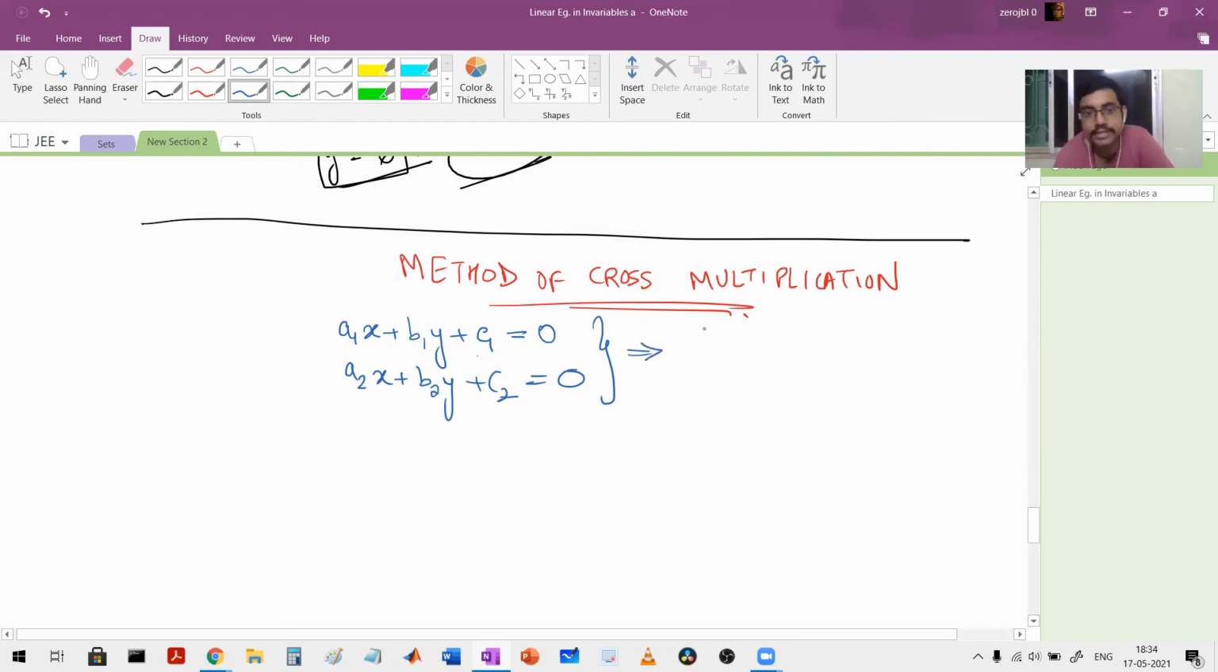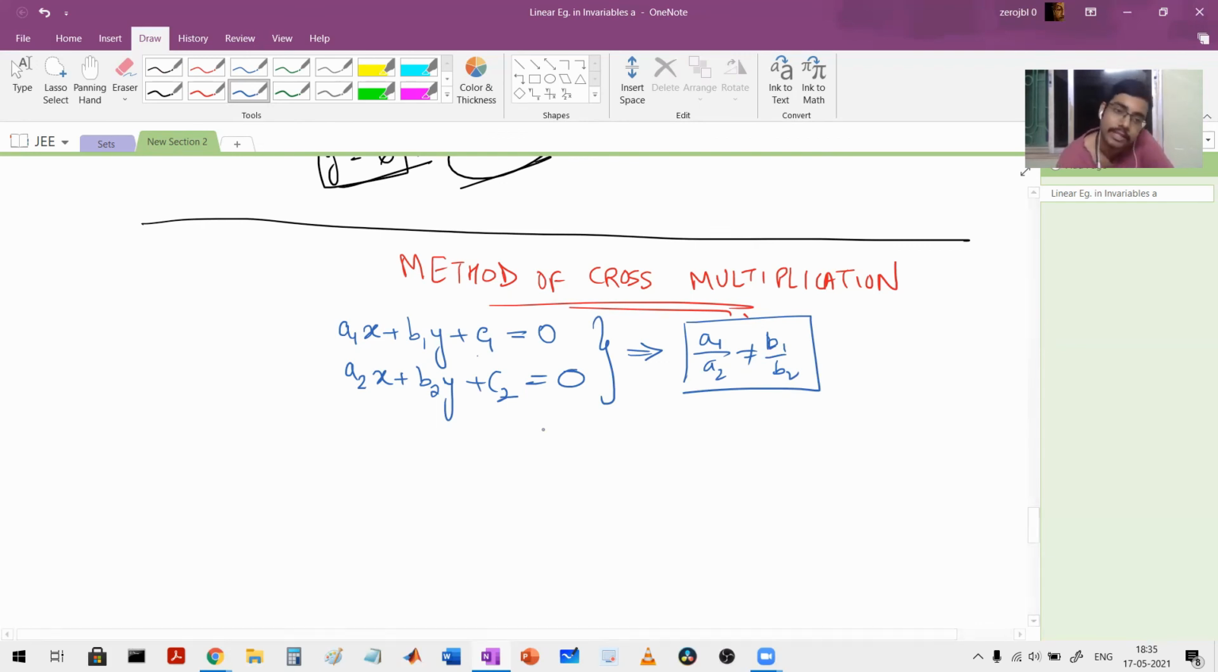For a solution to exist, a1 by a2 must not be equal to b1 by b2. Otherwise, in the last class we have dealt with how there can be infinitely many solutions, or this system of equations can be inconsistent also. So to avoid that, we have this primary condition that a1 by a2 must not be equal to b1 by b2.